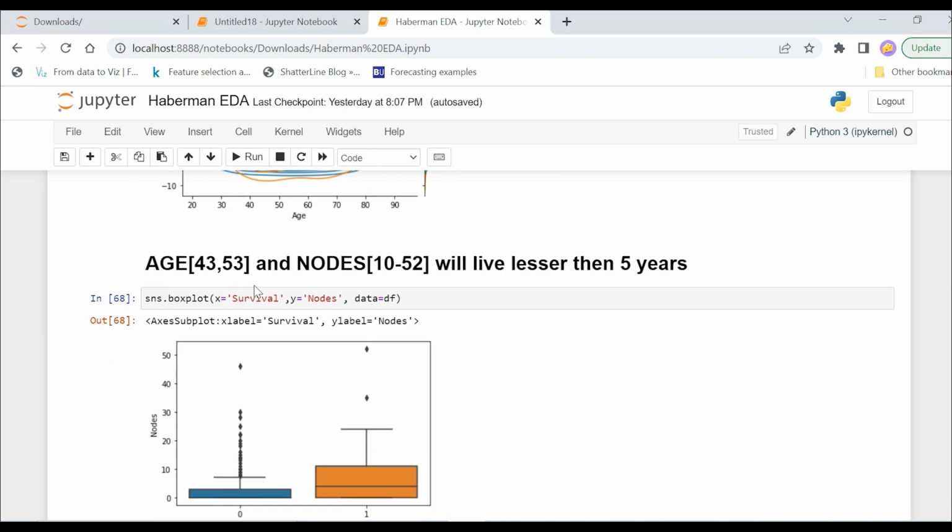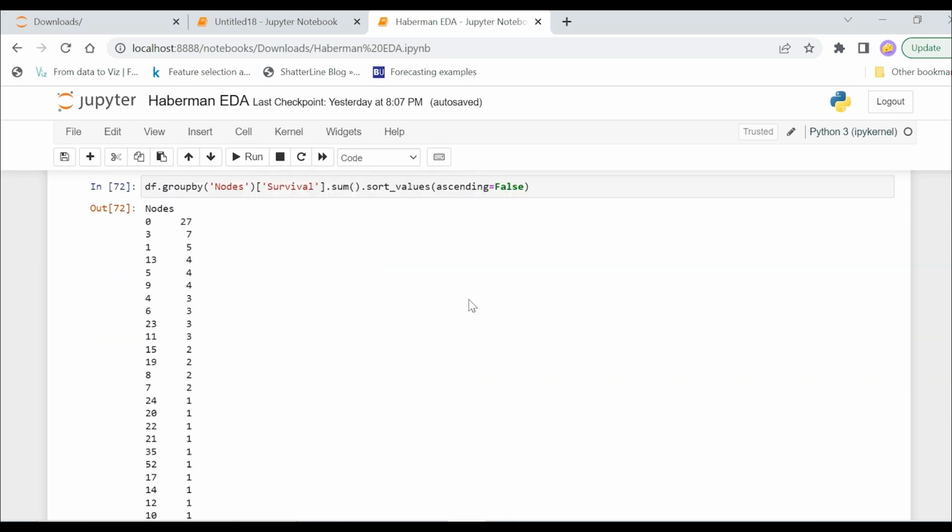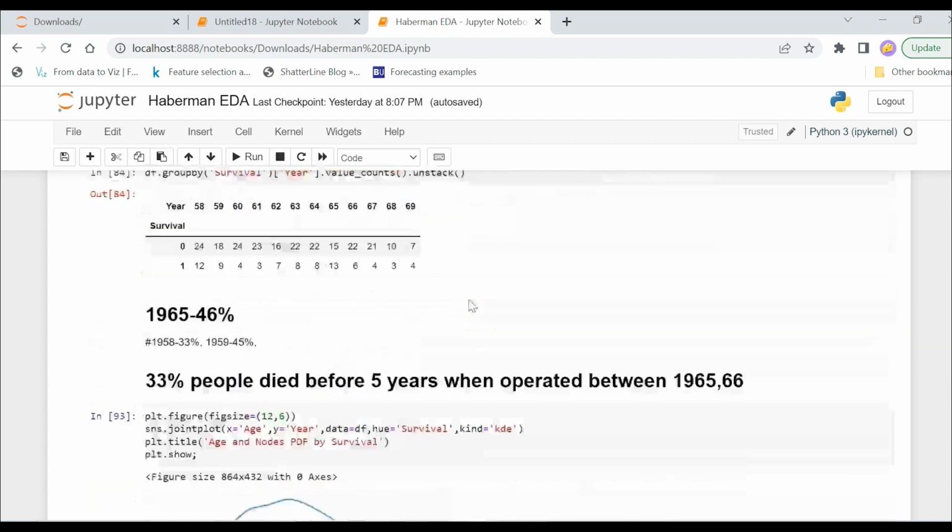Also, if people have nodes greater than 10, in the range of 10 to 52, if they have such kind of high lymph nodes, definitely I would recommend that they might live less than 5 years. So please go ahead and get some prerequisites done so that some other operations or something can be done so that you can actually live more. So these are very important things which we have seen here.